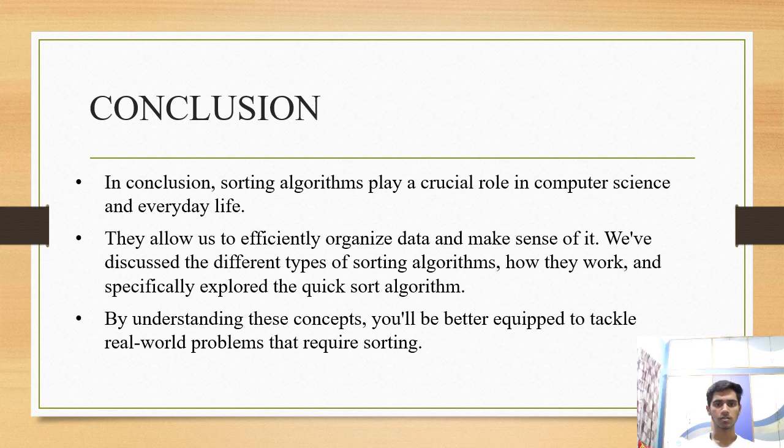Conclusion. In conclusion, sorting algorithms play a crucial role in computer science and everyday life. They allow us to efficiently organize data and make sense of it. We have discussed the different types of sorting algorithms, how they work, and specifically explored the quicksort algorithm. By understanding these concepts, we will be better equipped to tackle real-world problems that require sorting. I encourage you to try implementing quicksort on your own. It may seem daunting at first, but with practice, you'll gain a deeper understanding of how it works and why it's so powerful.